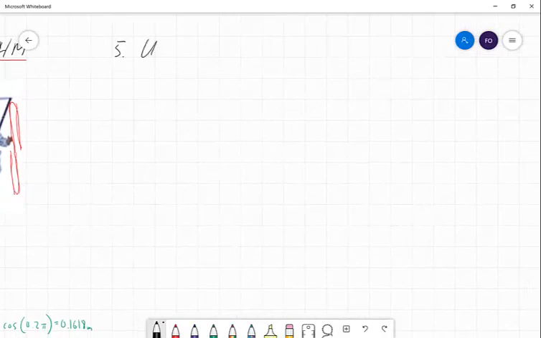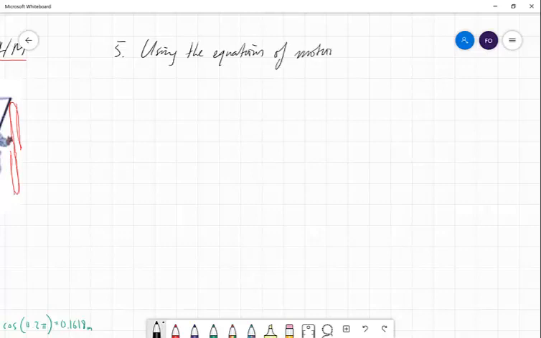Using the equations of motion to solve problems in SHM.